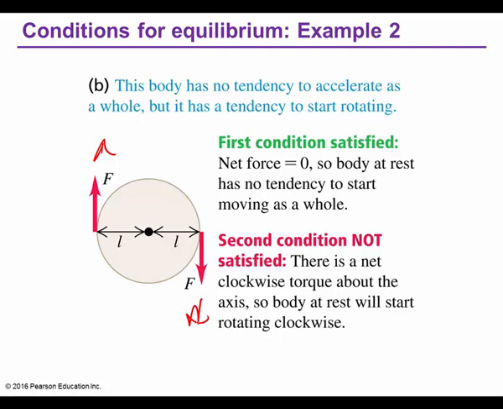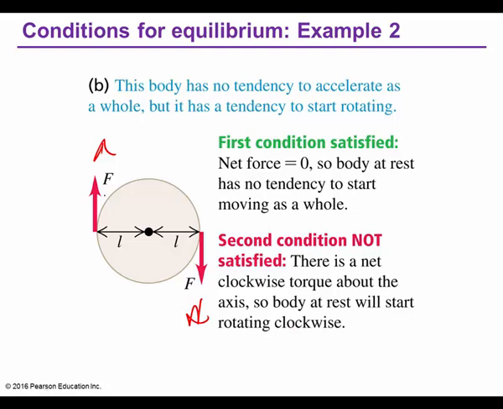So the first condition, as far as the body at rest, that is, the net force being zero, is met. If you think about it, you've got forces in opposite directions, so this force would be positive, that force would be negative. Looks like the vectors are the same, so it'll be zero. However, you have a net clockwise torque about the axis, so the body will start rotating clockwise, okay?